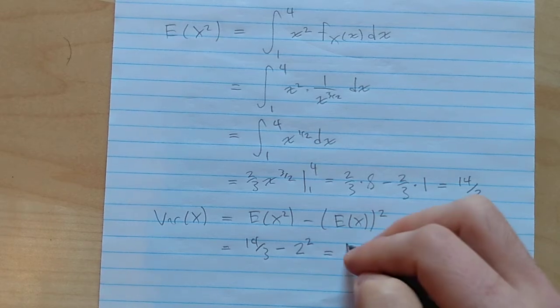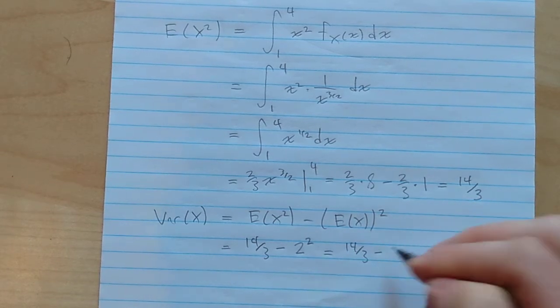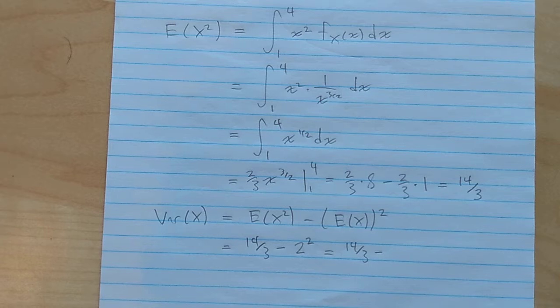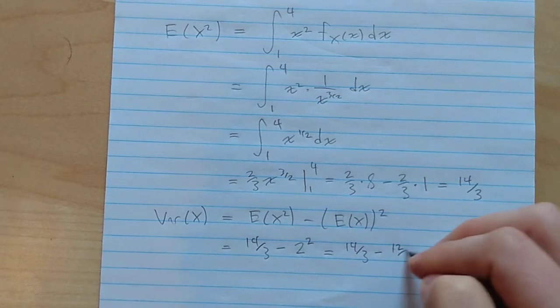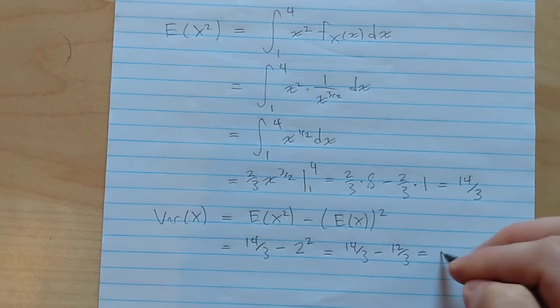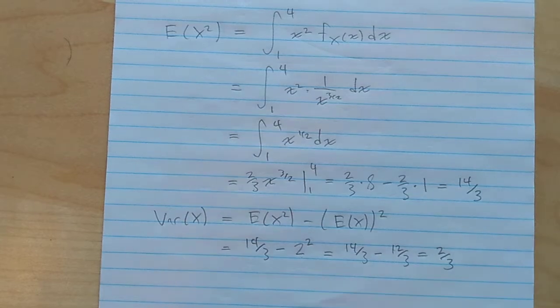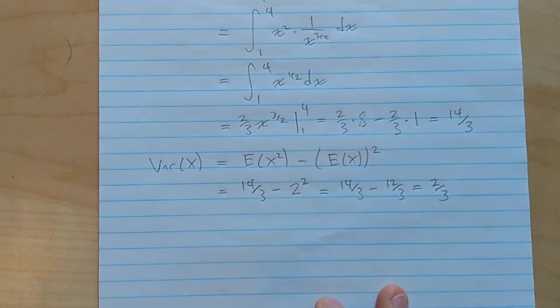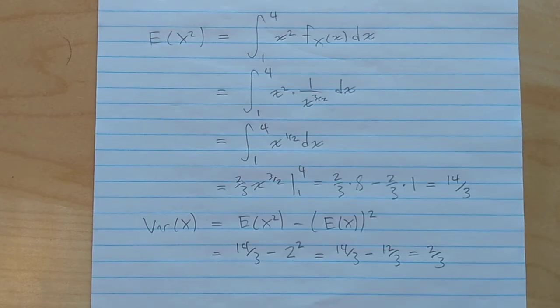Good, which is 14/3 minus 2 squared, which is 4. How many thirds? That's 12/3, right? So we end up with 2/3. All right, so our variance is 2/3. And done part A. Expected value is 2, and the variance is 2/3. Great. So what's next?